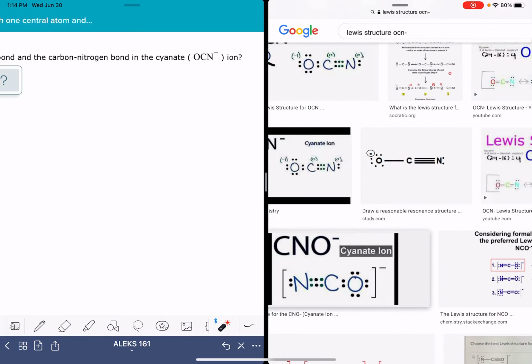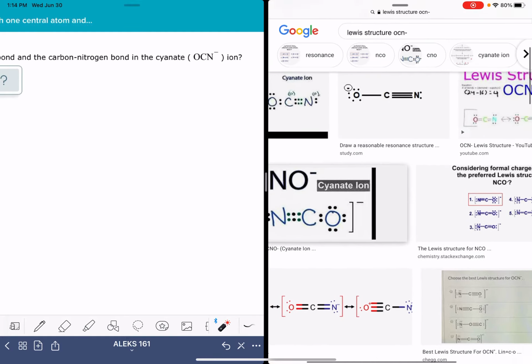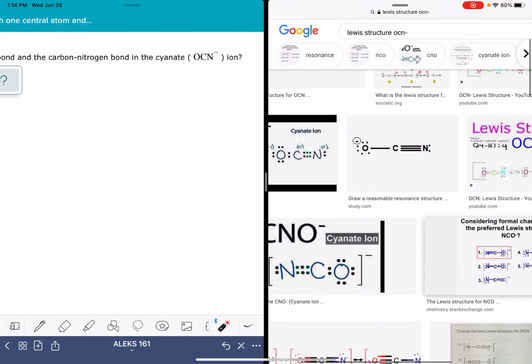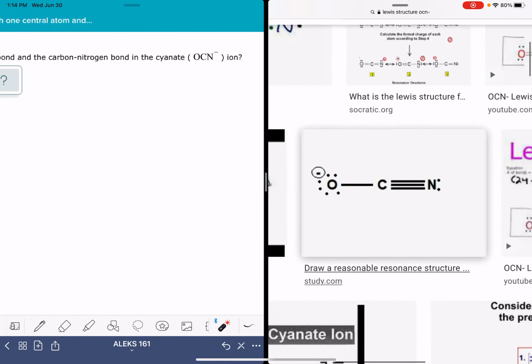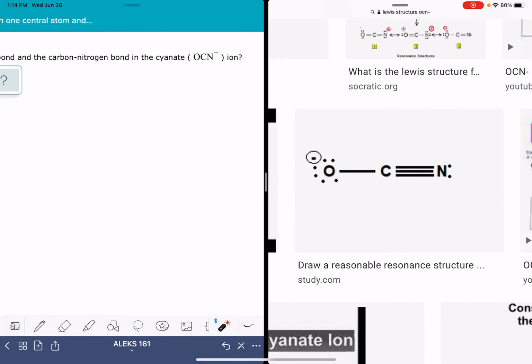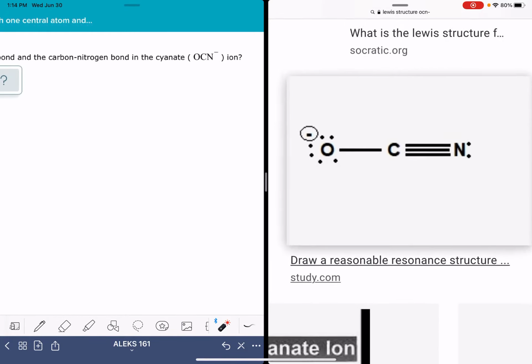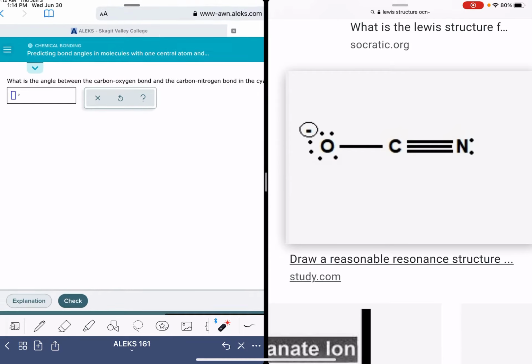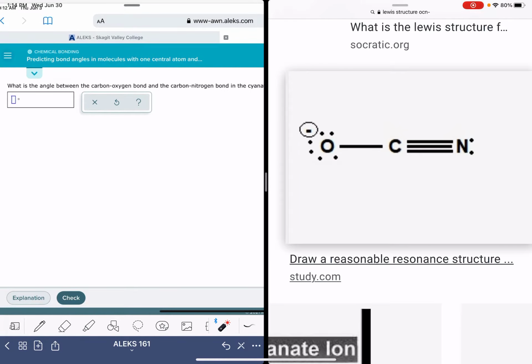When you're doing this, double check because sometimes you can get some bad structures on here. Make sure that it makes sense, that it has the right atoms, it has the right charge. I'm going to go with this structure right here because it looks pretty legit. What is the angle between the carbon-oxygen bond and the carbon-nitrogen bond? I'm going to copy this Lewis structure down so that we have this for reference. No need to draw the charge on there.